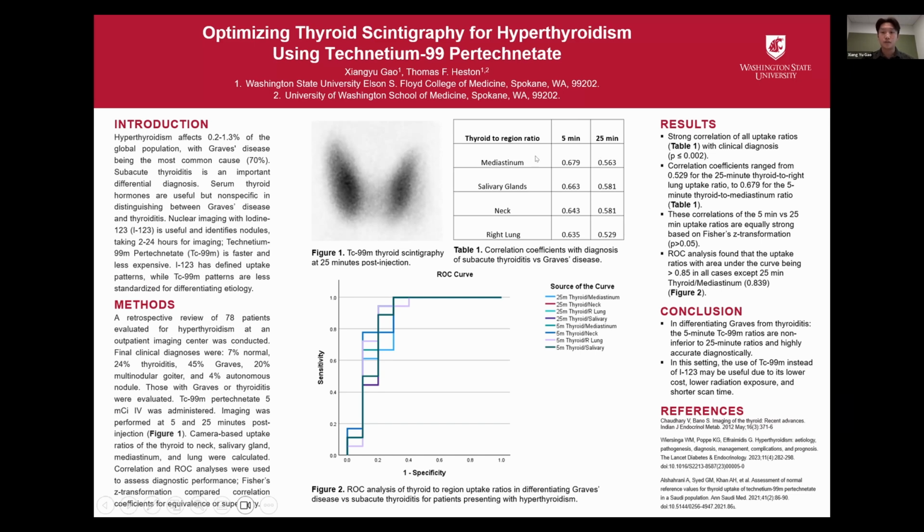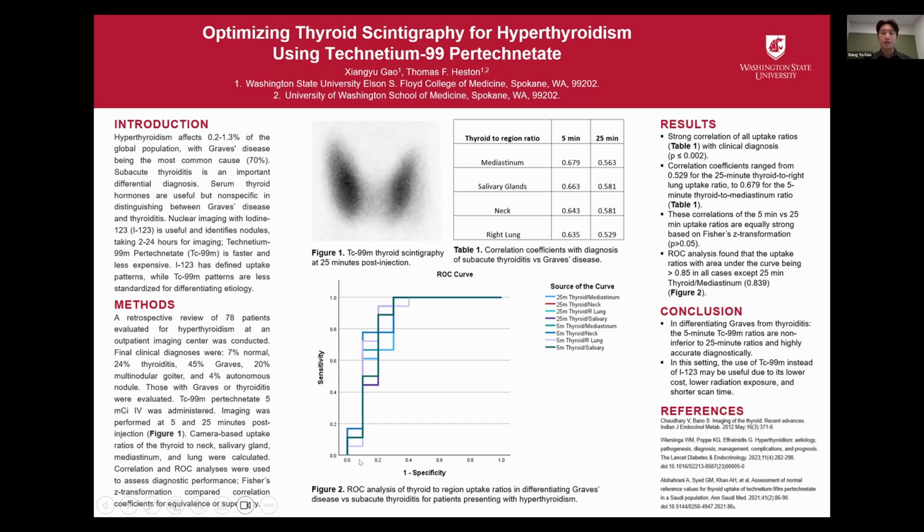It almost looks like the 5-minute is better, but we did do a Fisher's z-test on this, and there was no significant difference between the two. The lowest p-value was 0.384, and it went up to over 0.9, which is all significantly larger than 0.05. So from this, waiting 5 minutes or waiting 25 minutes after injection with technetium-99, it's not inferior to wait 5 minutes.